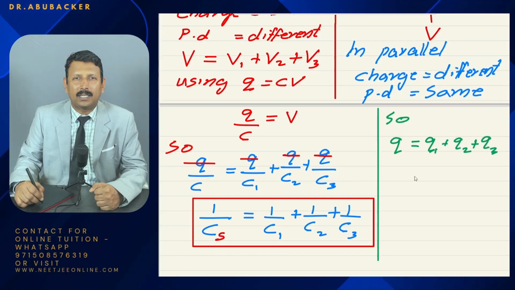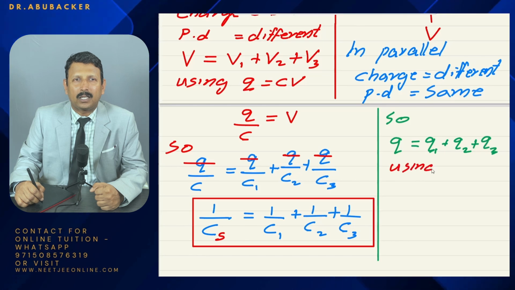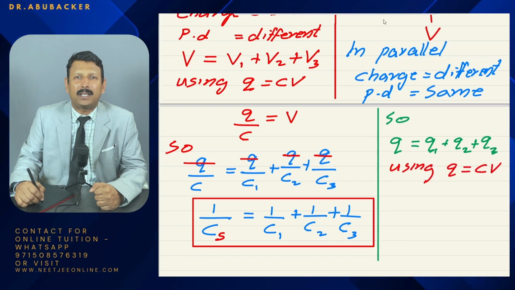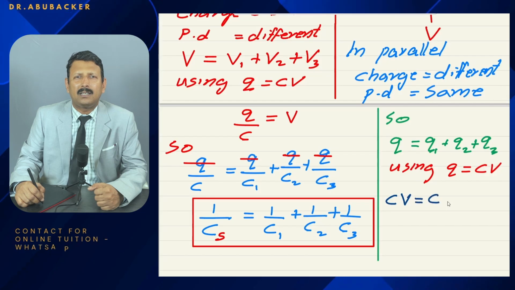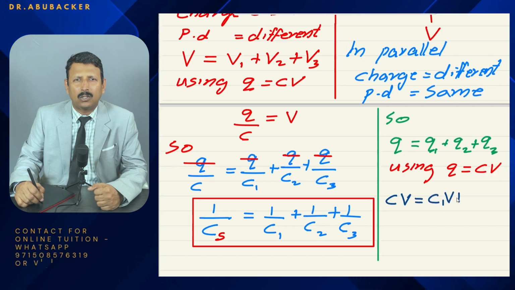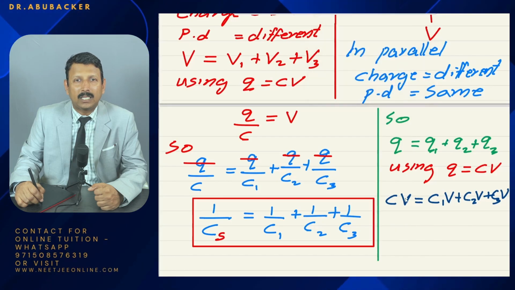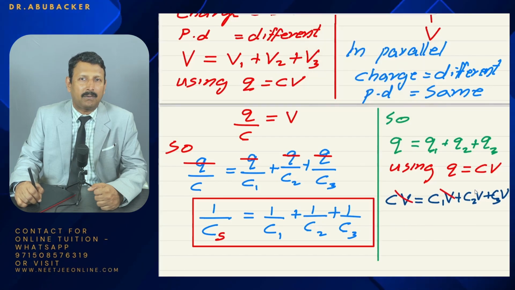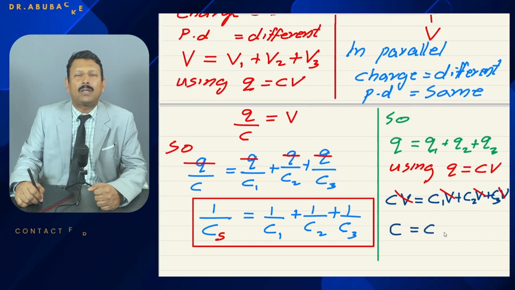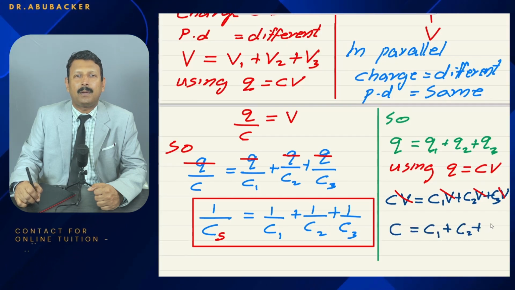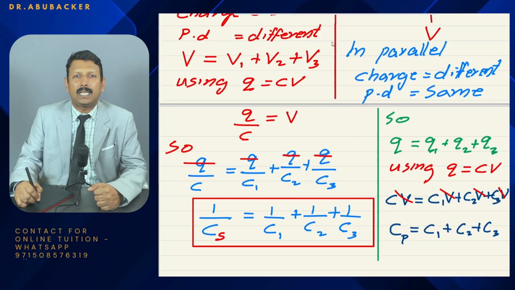Now this is the time to use the equation Q is equal to CV, the same expression we used on the left side. So CV is equal to C1 V, not writing V1, because V is the same, plus C2 V plus C3 V. V is common everywhere, so cancel V. So C is equal to C1 plus C2 plus C3. We can label the main C as CP. So CP is equal to C1 plus C2 plus C3.